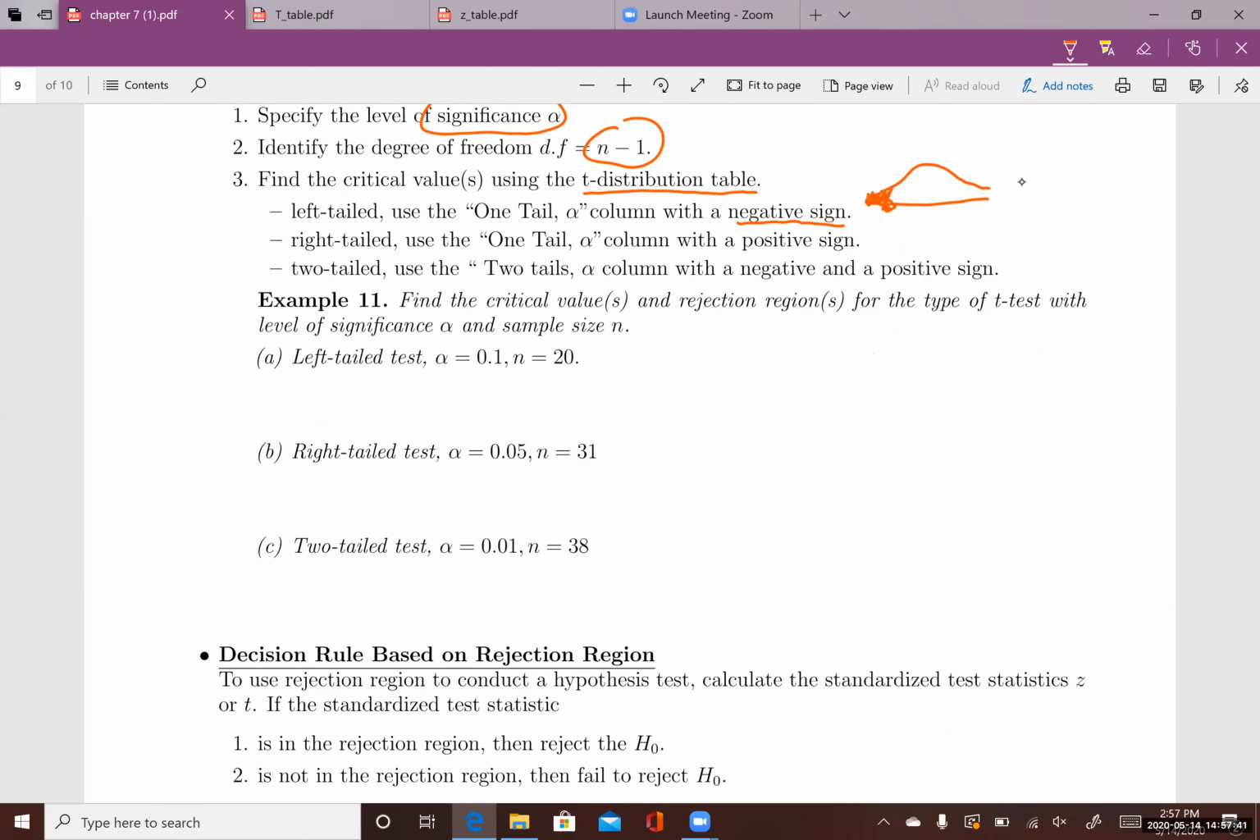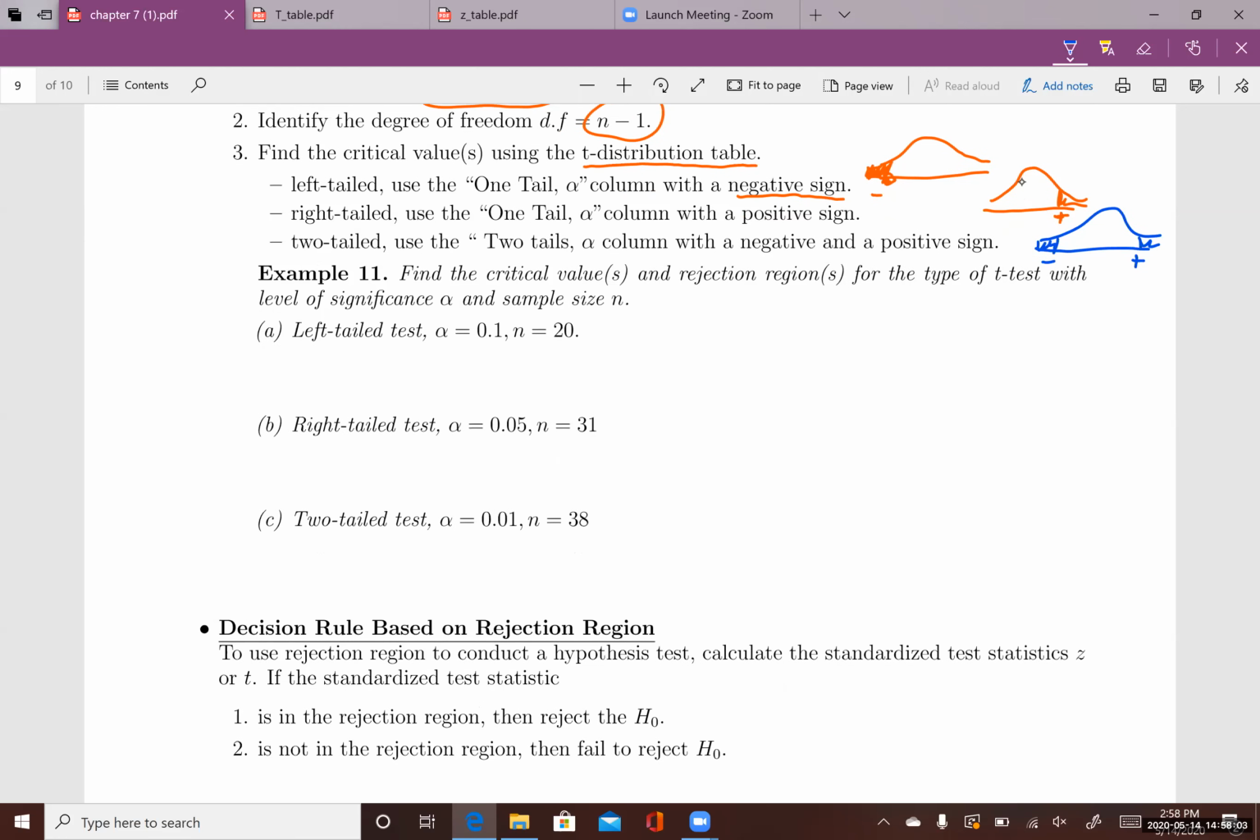All right, so if you have a two-tailed test, then this is negative and this is positive. And if you have a two-tailed test, then you use the two-tailed alpha and you have one positive and one negative. The negative on the left and the positive on the right for the t critical value. So let's do some examples on how to find critical values and rejection regions for the types of t-tests with level of significance alpha and the sample size n.